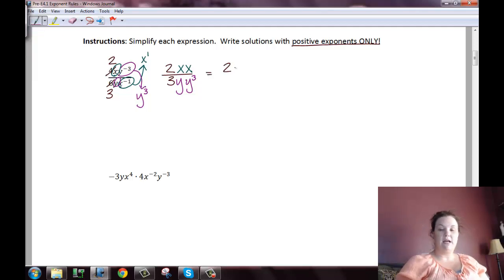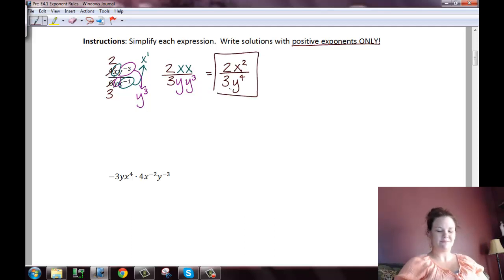So I have 2x and x. Again, remember, if their bases are the same, you add their exponents. This gives me x squared all over 3y to the 4th. Okay, not too bad. Let's look at another one.